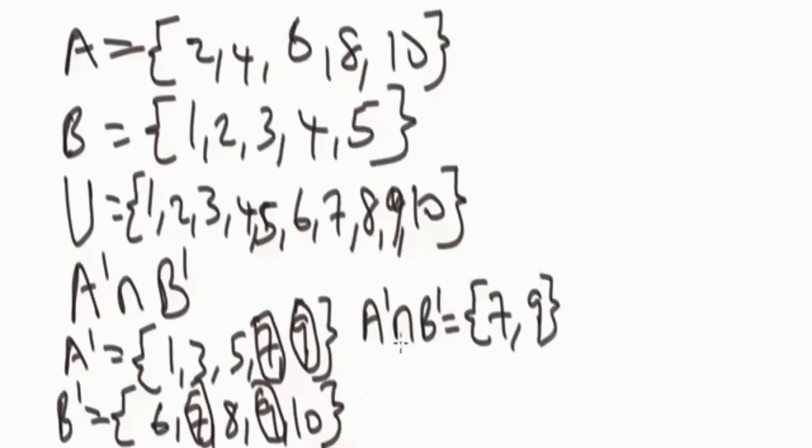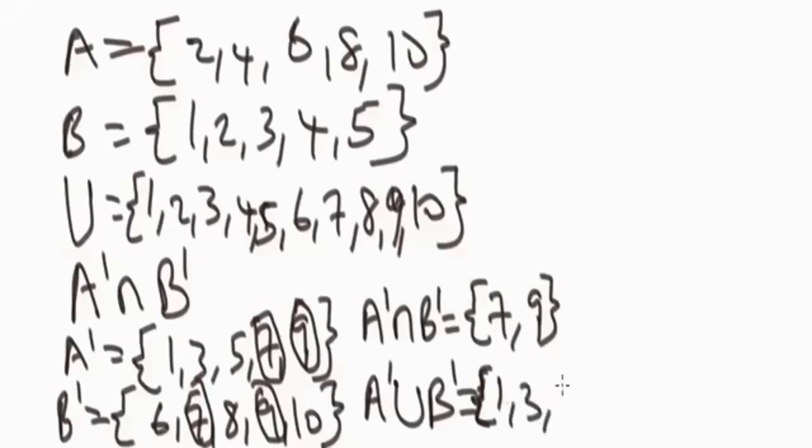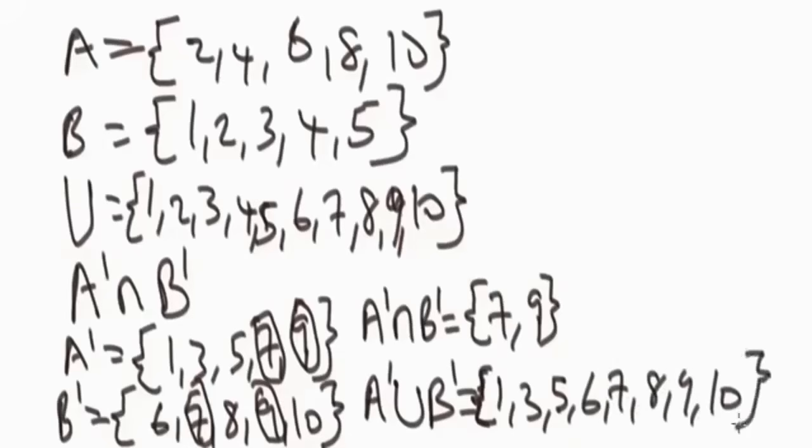What if we have to find the union? So the union, as usual, of A complement union B complement will be all the elements, arranged in ascending order. So we have 1, 3, 5, 6, 7, 8, 9, and 10. So this will be our union.